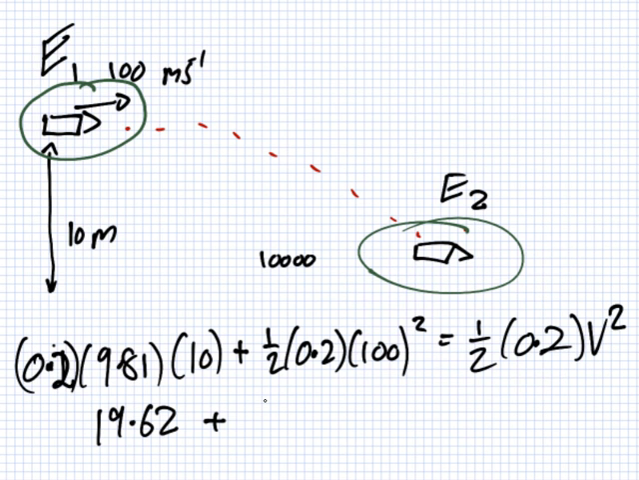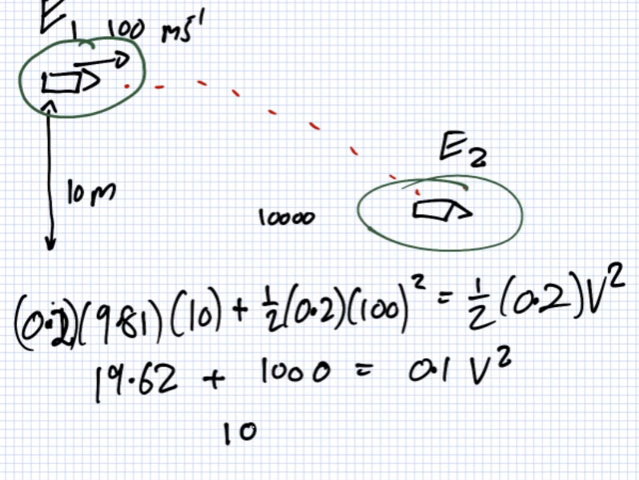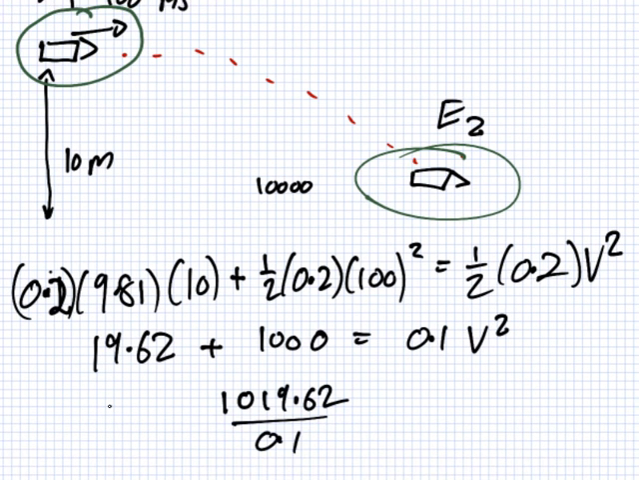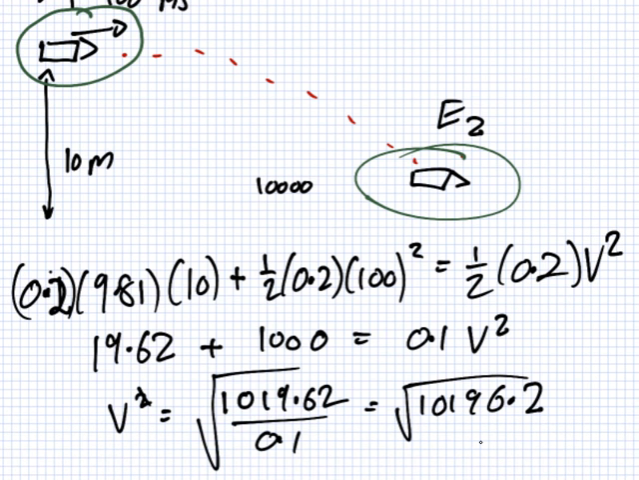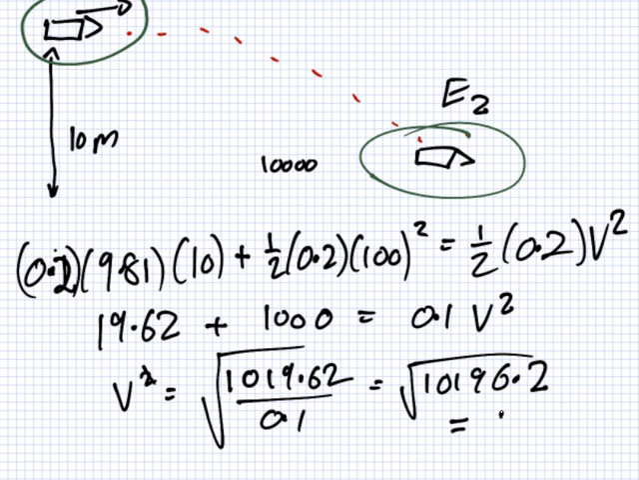0.1 v squared. So that's 1019.62 over 0.1 is v squared, which is 10,196.2. So v is the square root of 10,196.2. What's that? About 100? 113? 97? 100.97.